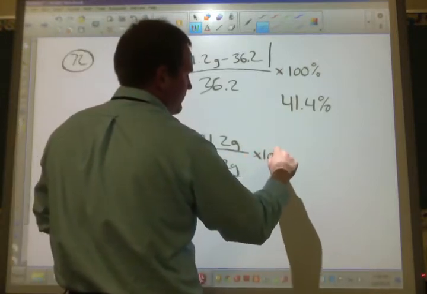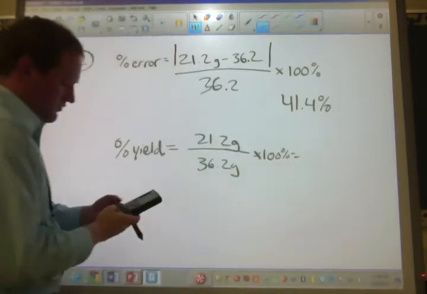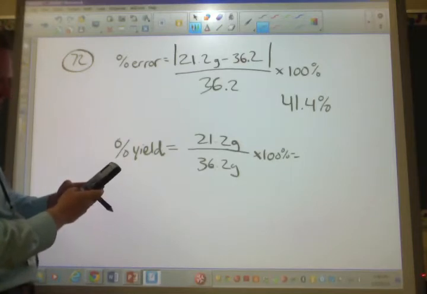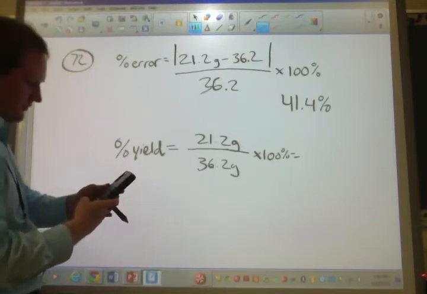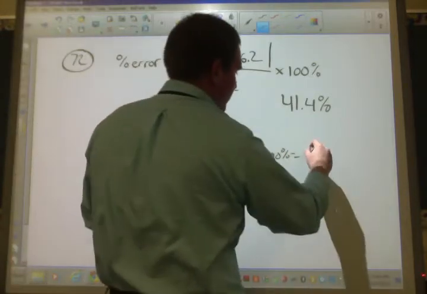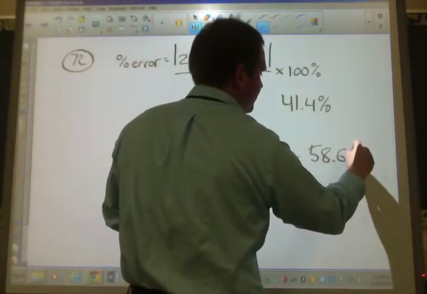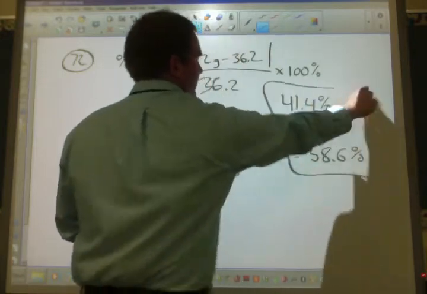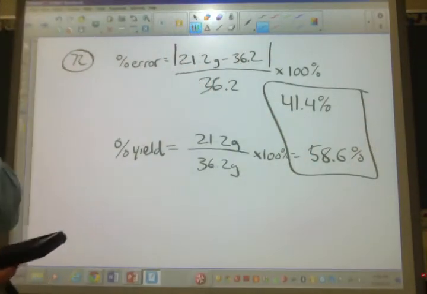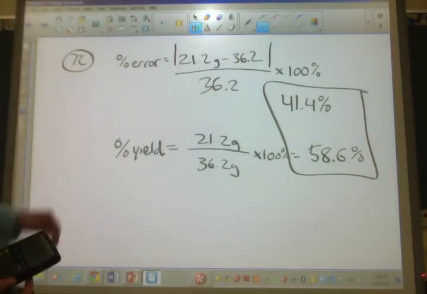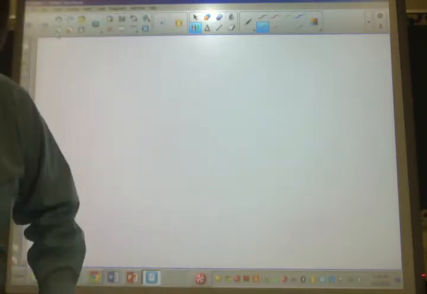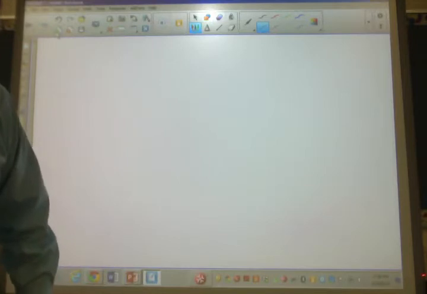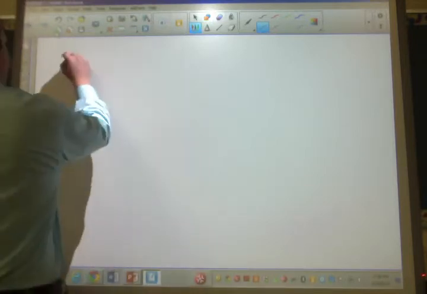My percent yield is what you actually got, 21.2 grams, divided by what you should have gotten, 36.2 grams, times 100%, which is 21.2 divided by 36.2, 58.6. And as you could probably notice, they equal 100. It's kind of the reverse way of measuring your error. Looks like that was 73.